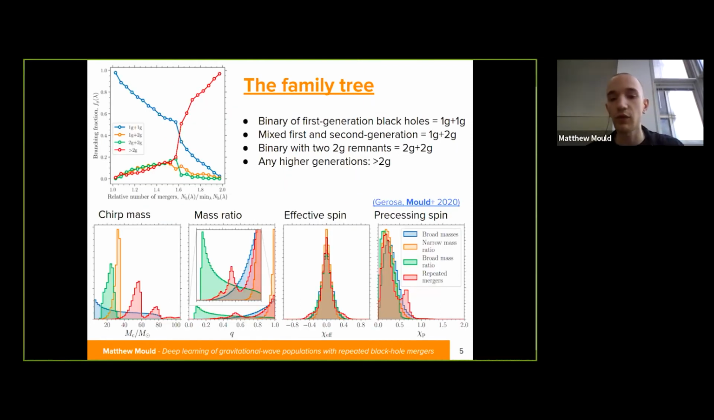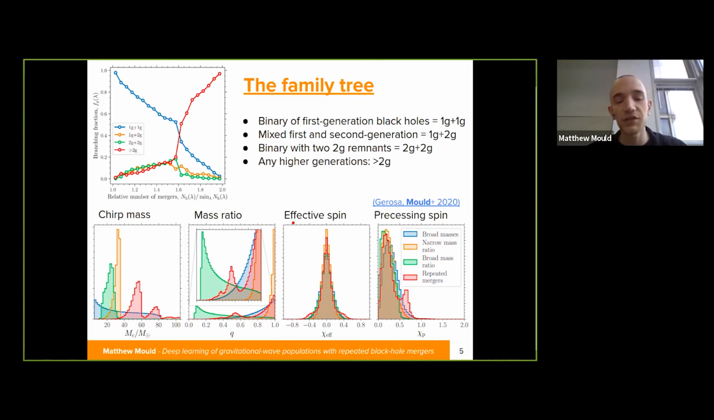And this is the result of some example simulations. What we can do is split up the population into the first generation components, and then the components which have undergone multiple mergers. So second generation black holes are those which have already merged once, and then there could even be black holes which have undergone more than 2 mergers in the population.